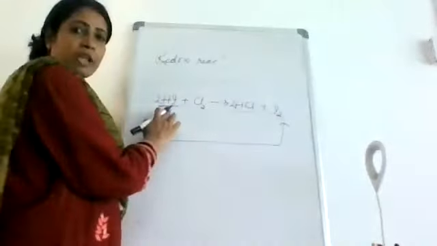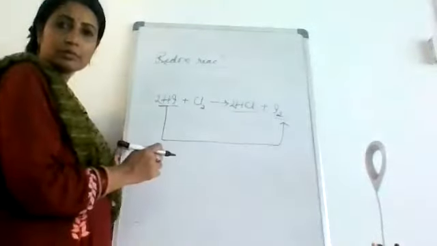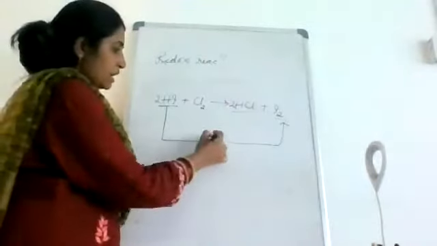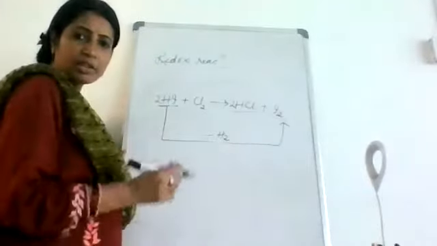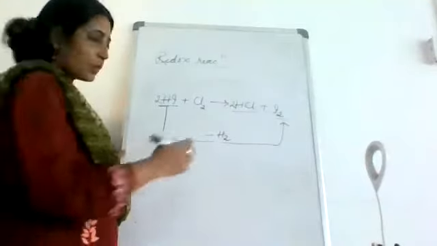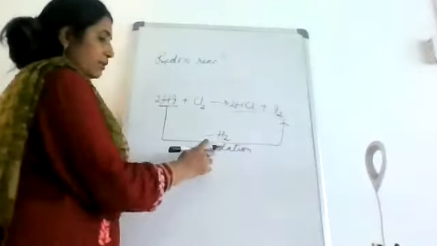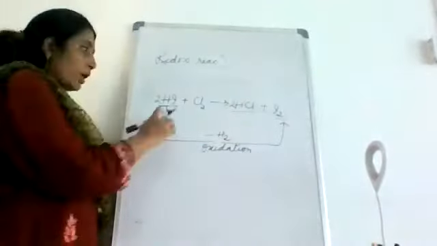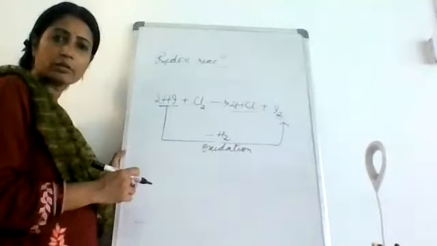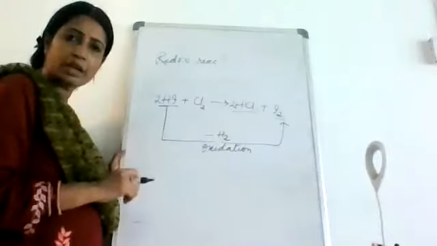What is happening here? Oxidation. Minus H2, no? When it is minus H2, which process is going on? Oxidation process. So if this process is oxidation, what will you call this HI? It will be said to be what? Will you call it oxidized or reduced? Tell me.